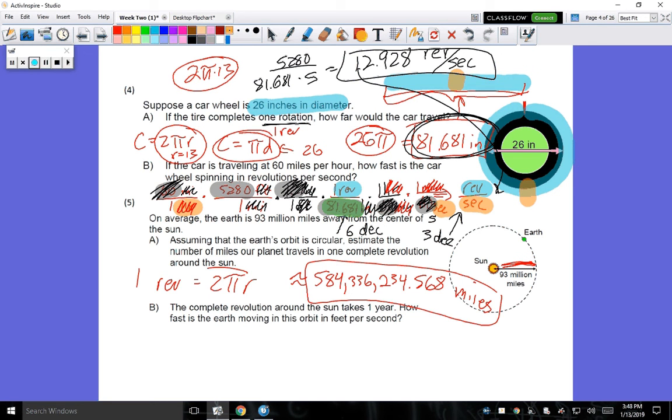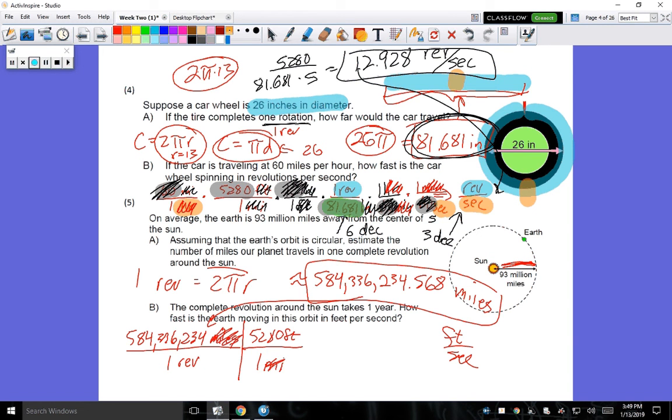Last but not least, the complete revolution around the sun takes 1 year. How fast is the Earth moving in feet per second? Okay, so we're going to put our answer here of the 584,336,234 miles. And yes, we would just borrow that answer for 1 revolution. And then we'd multiply 5,280 feet would give us the 1 mile. Those miles would cancel. And then we would keep going because we want feet per second. So our feet at least is done. Our numerator piece is done. So now the goal is trying to get this revolution to say seconds.